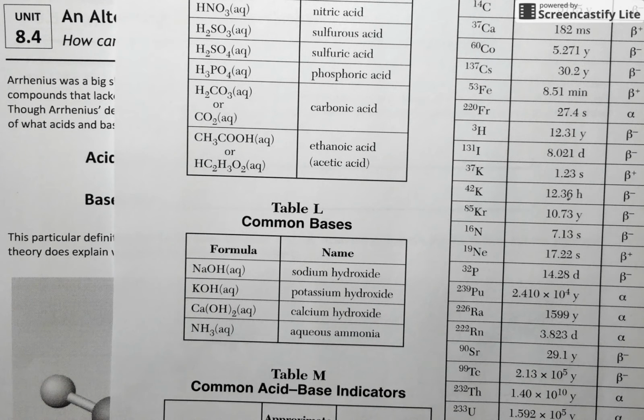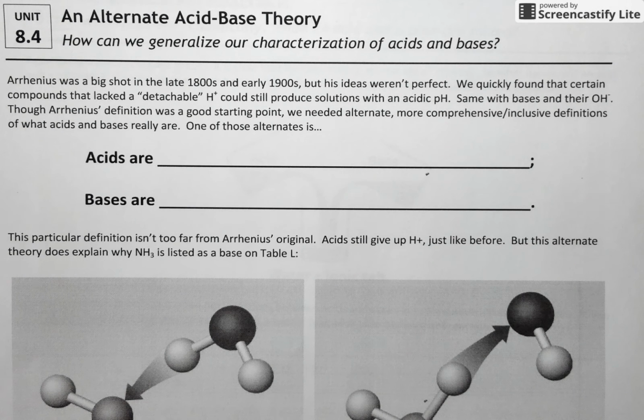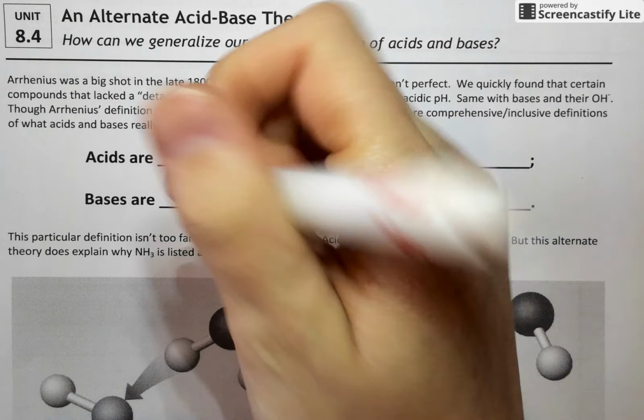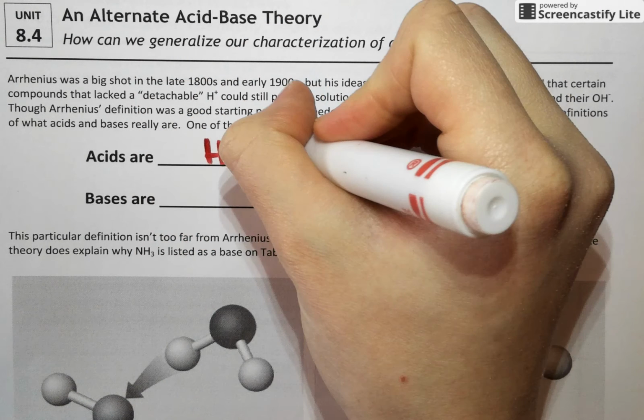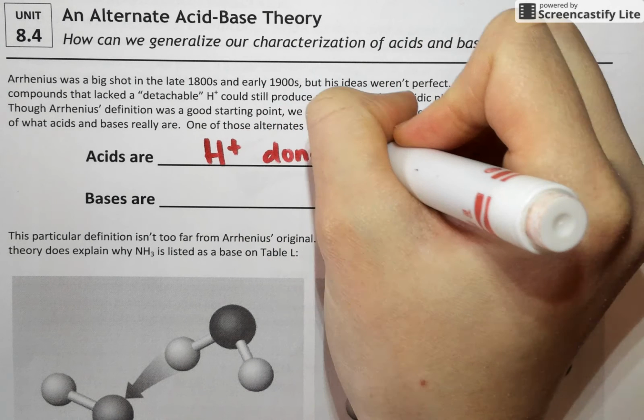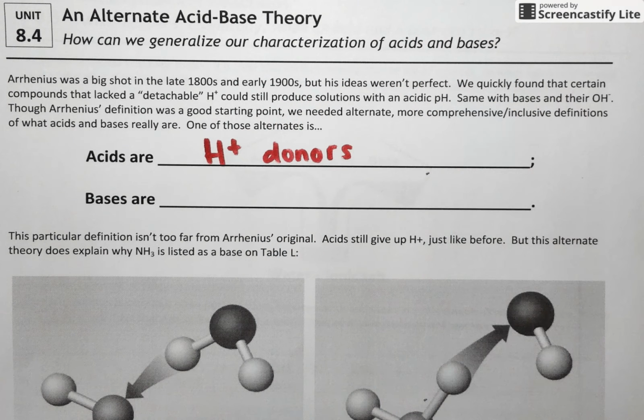And that's what this alternate theory is going to help us explain: why we consider NH3 a base, even though it doesn't have the hydroxide ion that Arrhenius says all bases have. So by this alternate acid-base theory, our main statement is this. Acids are going to be recognized as H plus donors. And that's really no different from Arrhenius's definition.